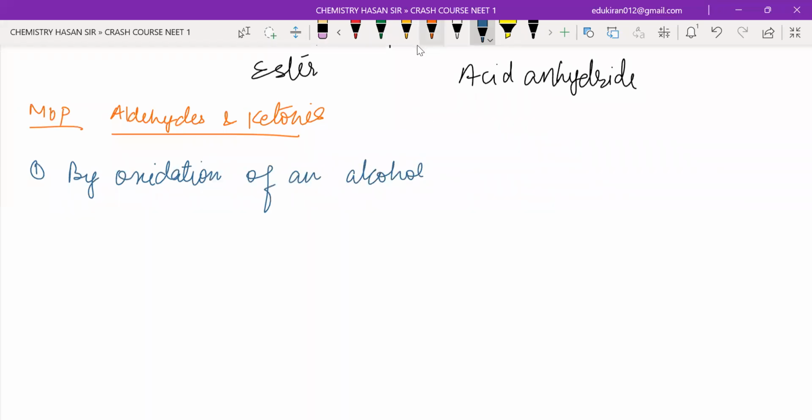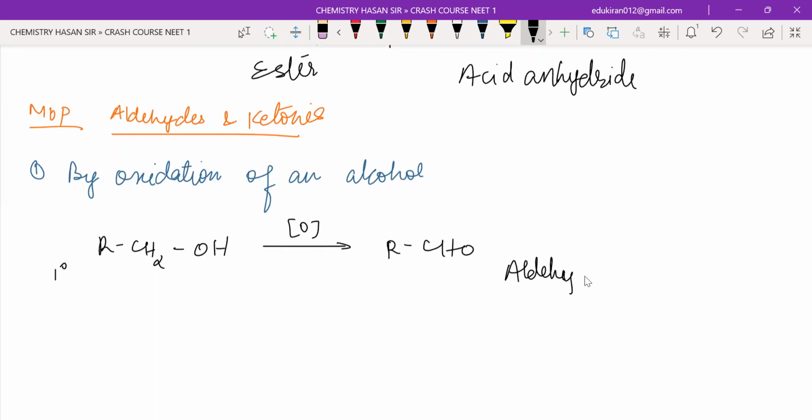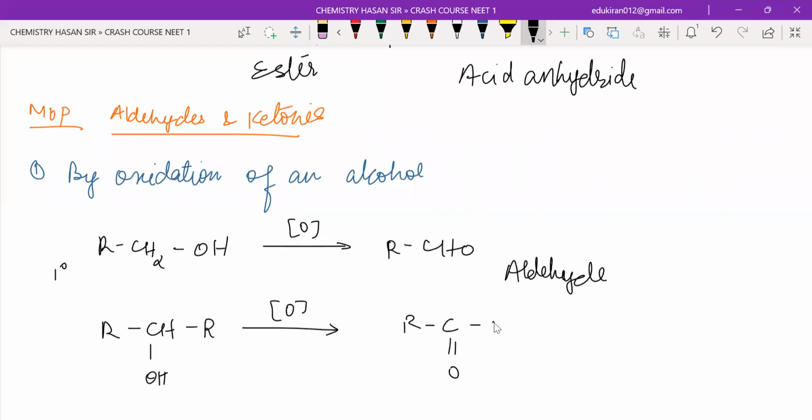When you oxidize an alcohol, which you have already studied in the previous chapter, if you oxidize a primary alcohol, what will be the product? It will be converted into aldehyde. In the last chapter, we discussed it. And if you have a secondary alcohol, then it will be oxidized into ketone.